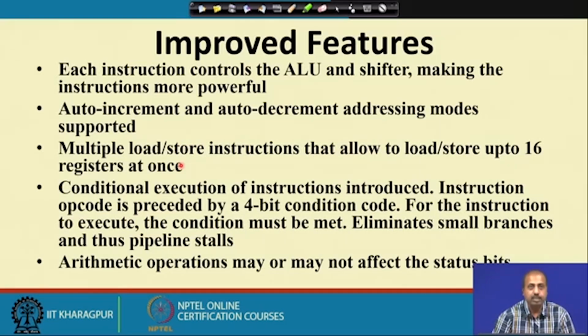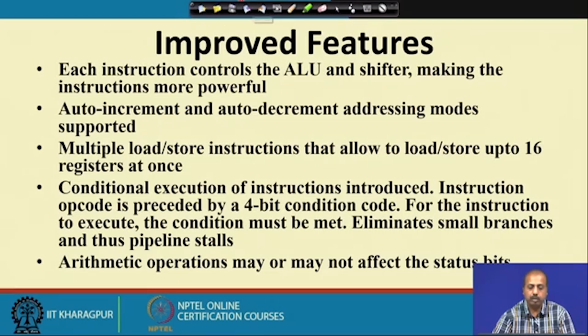Then the next important thing that we have is the conditional execution of instructions. So, instructions will be executed conditionally. There is a 4-bit condition code before every instruction, and if that condition code is satisfied, then only the instruction will be executed, otherwise the instruction will not be executed. And this has the advantage of eliminating small branches and thus pipeline stalls. So, let us see how this happens.